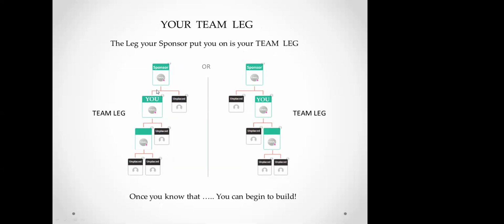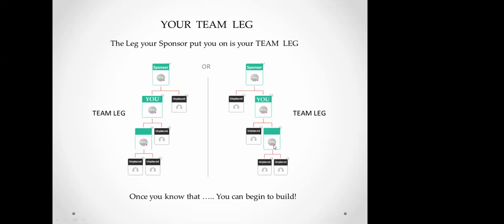So your sponsor may not be right above you. Your sponsor may be several spots above you, but this is just for us to look at here. Your sponsor would be above you here, and this would be, again, your team leg. Your left leg would be team, and over here your right leg would be team. Okay, and each of these positions has another leg, if you can see that here.